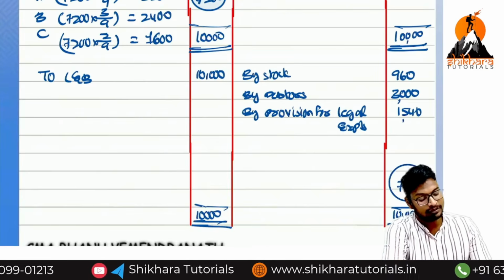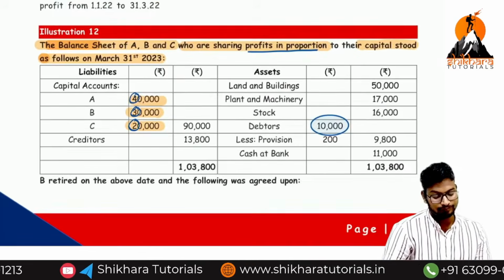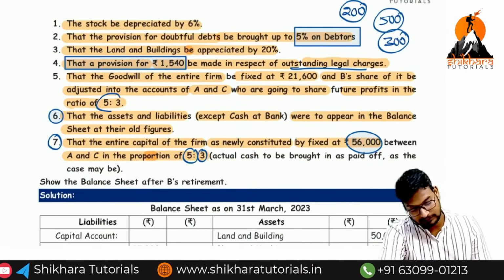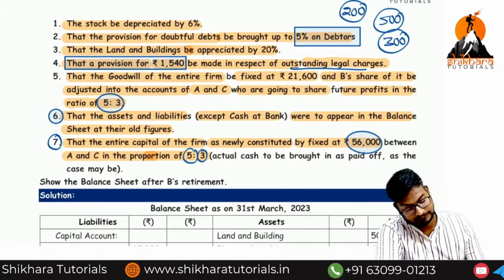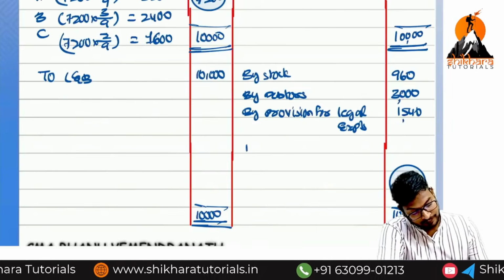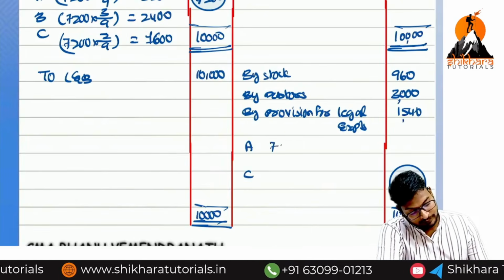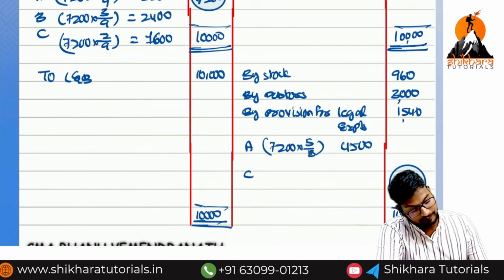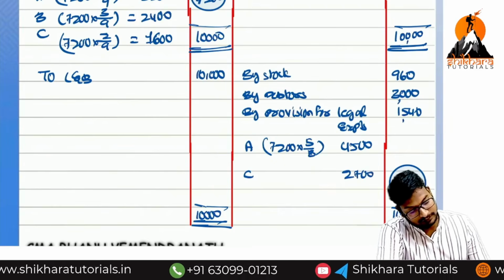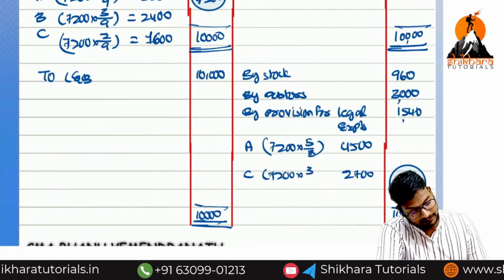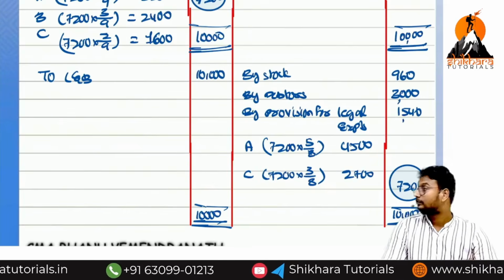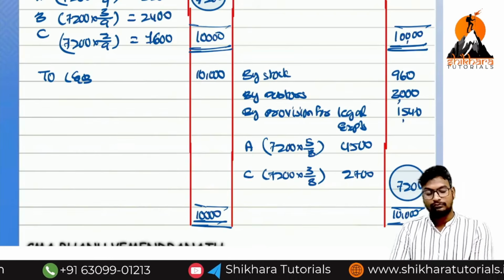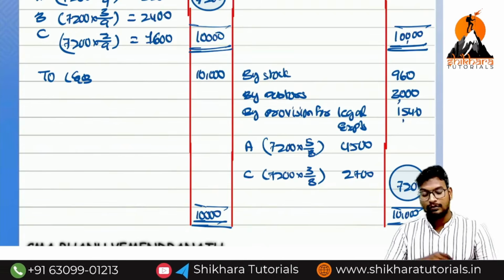So what is the new ratio they have given in the question? 5:3. 5/8, 3/8. So A and C, 7,200 into 5/8, 2,700. 7,200 into 3/8. You have completed one thing successfully. So next what we need to do, Amma?